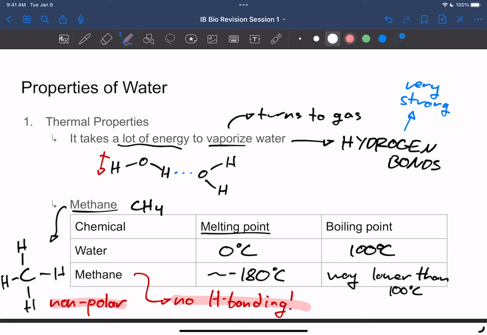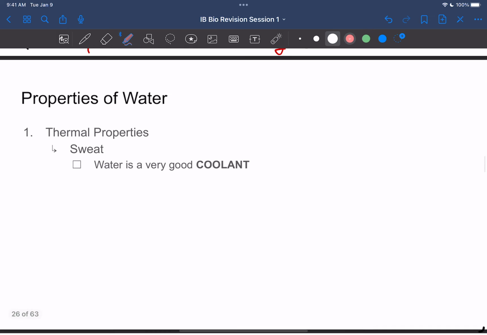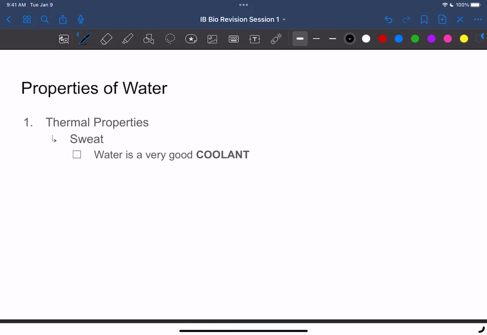So this polarity gives water very important properties, and that allows it to be such an important molecule in life. In terms of thermal properties, something we're going to talk about is sweat. So water is a very good coolant. What does that mean? Well, we talked about how separating these water molecules in terms of their hydrogen bonds takes a lot of energy.